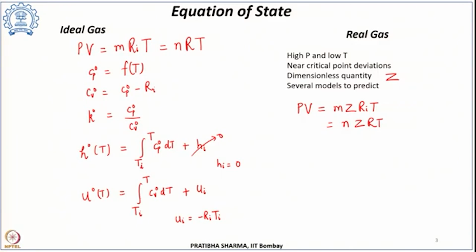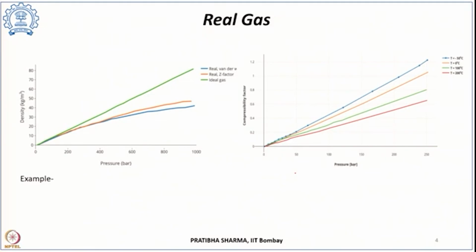Now to know the behavior of real gases, there are several models existing in the literature which can predict the behavior of the real gas. This compressibility factor, the dimensionless quantity which tells us the deviation between the real and ideal gas behavior, itself changes with temperature and pressure. So it is changing with temperature and pressure.